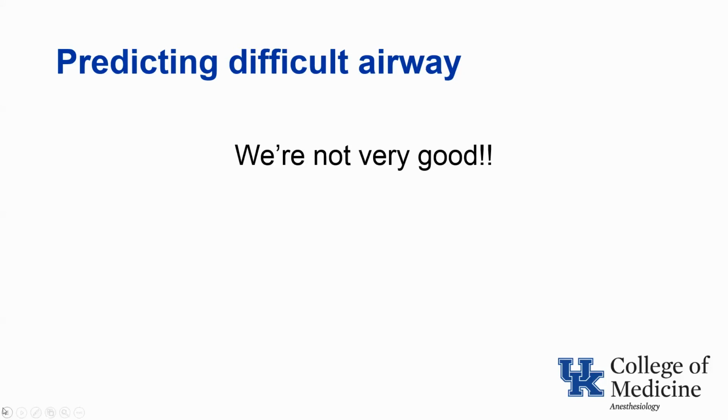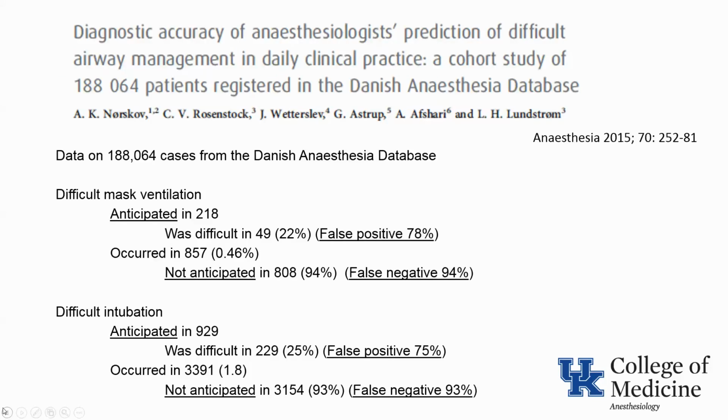Now let's turn to predicting difficult airway problems, and it turns out we're not very good. In this prospective study from the Danish anesthesia database, they found that when difficult mask ventilation was anticipated, it was in fact only difficult in about a quarter of the patients. When mask ventilation was difficult, it had not been anticipated in over 90%.